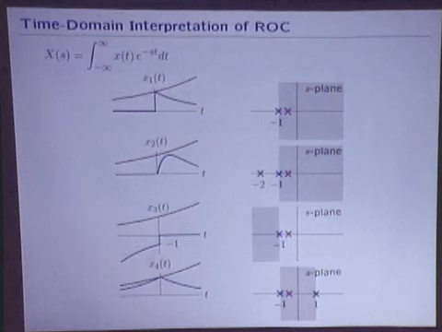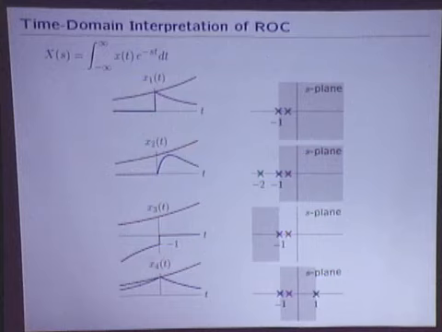That's because of the relative positions of the red x and the blue x. The blue function is converging faster than the red function is diverging. The product converges. So this x is in the region of convergence. That's what it means.